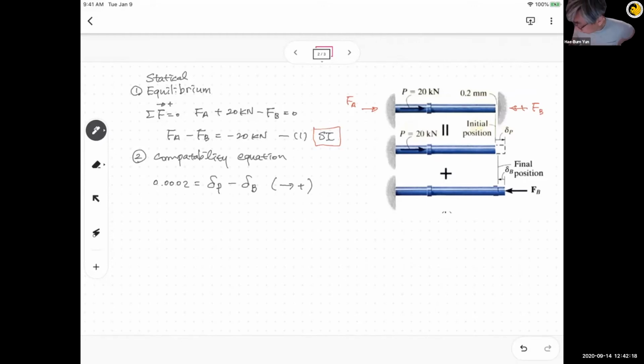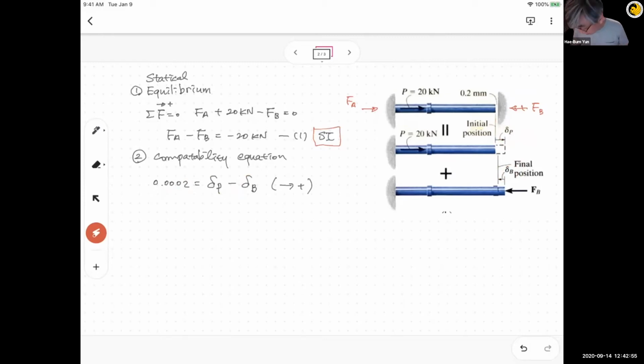So if we elongate this way, this will be what? 0.02, which is the gap size. And then this is delta P and delta B. I made it negative, right? Because this will be compression. And I made this positive because this is elongation. Very important.